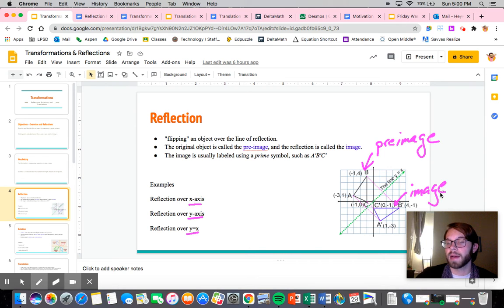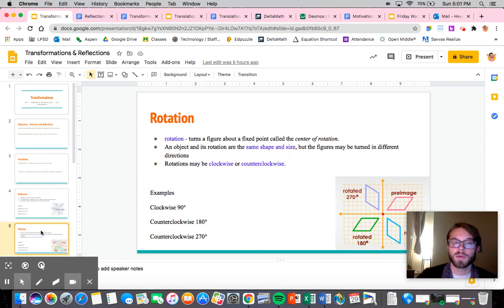Now, you're probably wondering how I identified that, given the fact that I wasn't explicitly told. But you'll notice the image, the afterwards, is labeled with things like the primes here. See how it's A prime, B prime, C prime? That's what that little dash means. That means prime, and that's how you can indicate that this is the image. This is the afterward. All right. So again, we're going to specifically be focusing on reflections, the flipping over the x-axis, so right here, the y-axis, and this line, y equals x. And there's very nice rules for these. All right, so rotations.